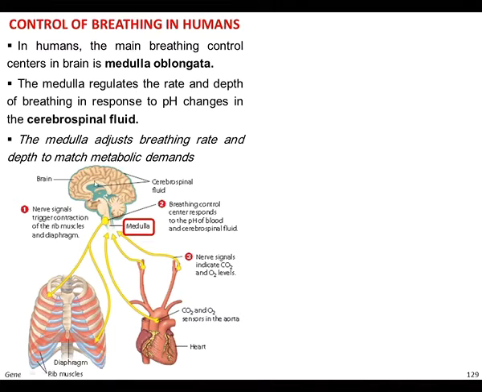The medulla adjusts the breathing rate and depth to match metabolic demands. So for instance, if you need a lot of oxygen, you need to have very deep breathing, and you keep the air inside your lung, okay? So the breathing rate could be slow or could be fast, and the depth as well.